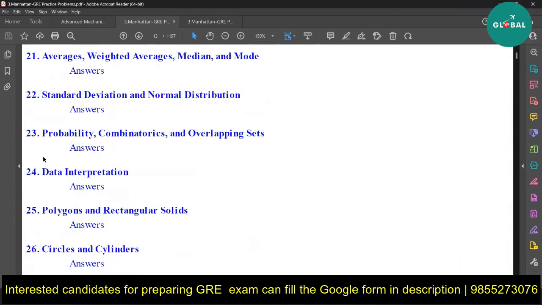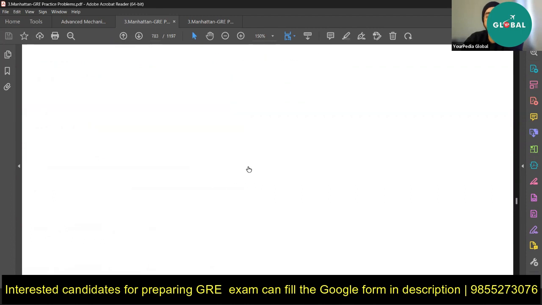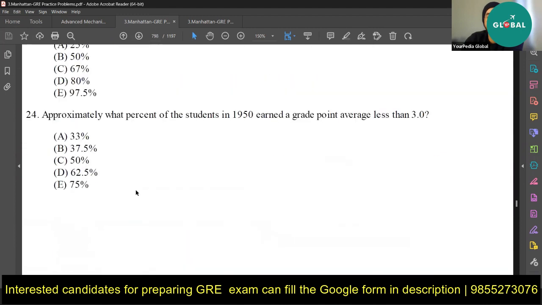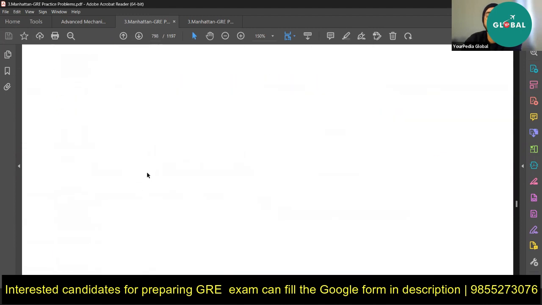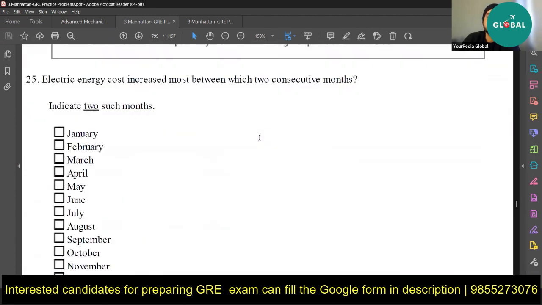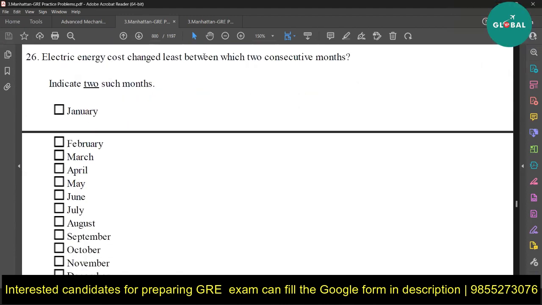Every section, like data interpretation, has many questions. I think every section has 60, 80 questions on one topic. So you can practice 30, 40 and you are good with that. Okay. So it's a mandatory book.